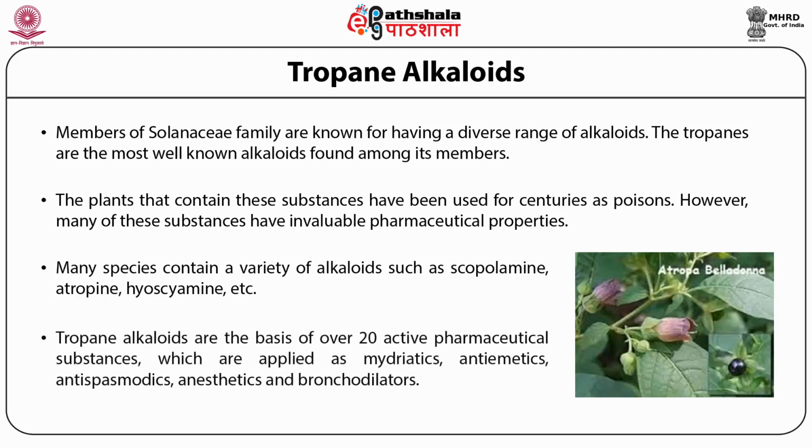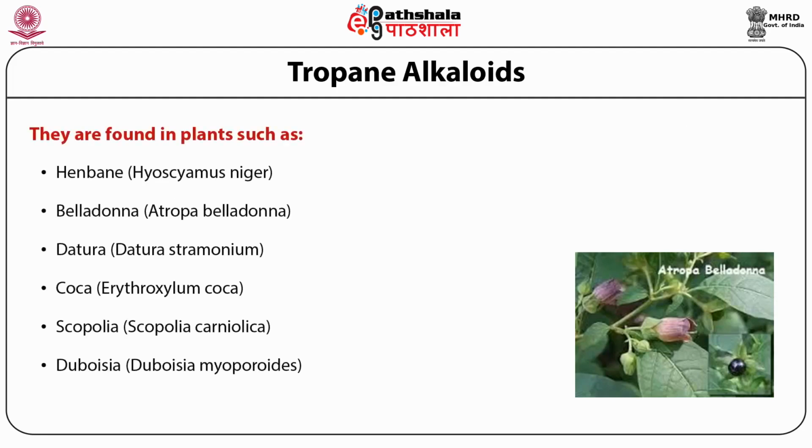Tropane alkaloids are the basis of over 20 active pharmaceutical substances which have varied uses such as mydriatics, antiemetics, antispasmodics, anesthetics, and bronchodilators. There is a list of these plants along with their names which actually contain these tropane alkaloids. So there is a detailed module for these tropane alkaloids separate under the same paper.